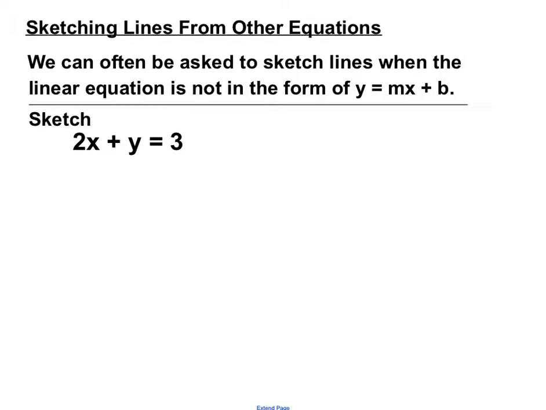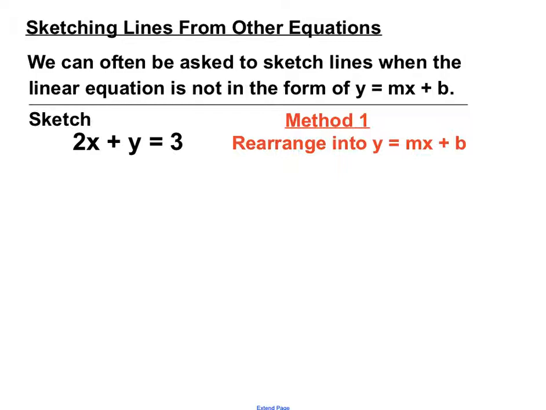So here we're asked to sketch a linear equation, 2x plus y equals 3. Now that's not in the form of y equals mx plus b. So the method, method 1 anyway, I'll show you two methods today. Method 1 is we just rearrange this linear equation so it is in the form of y equals mx plus b, because the great thing about y equals mx plus b formats is that we can read off the y-intercept and the gradient and sketch the line pretty quickly.